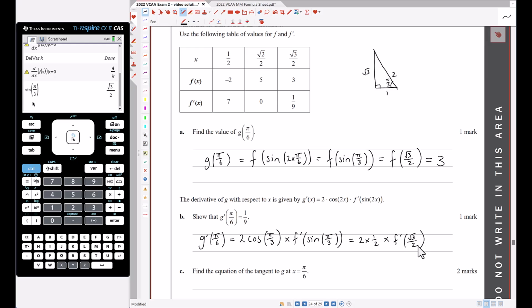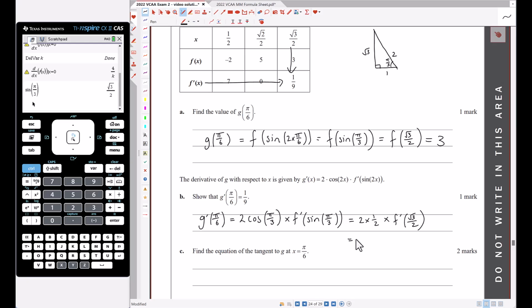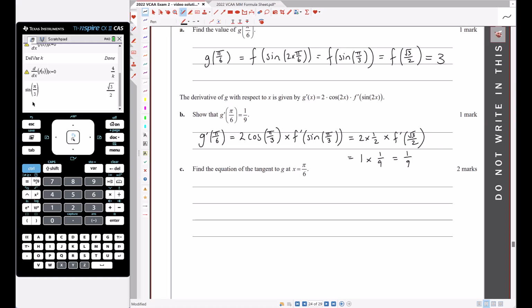So we need to go to the table for this one. f dash at root 3 on 2 is 1/9. So we've got 1 times 1/9, and so it's just going to be 1/9. Alright, so we've shown that that's true.